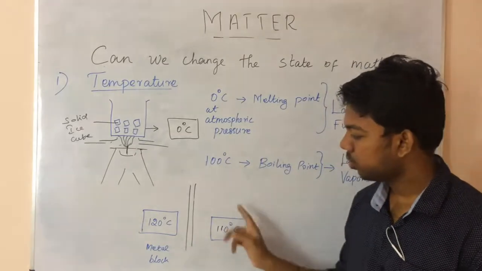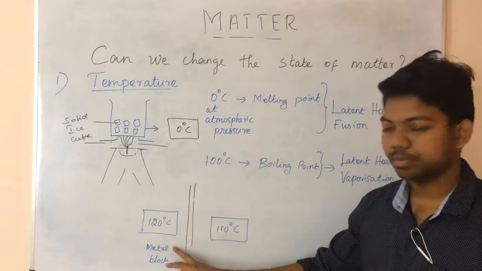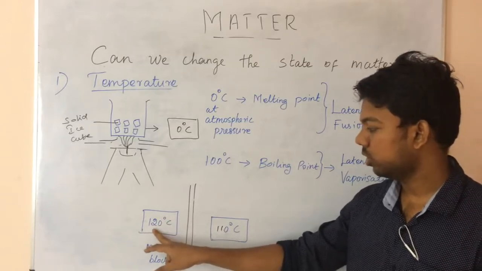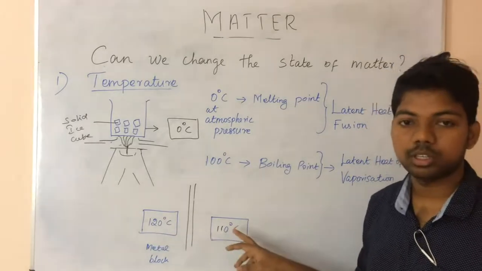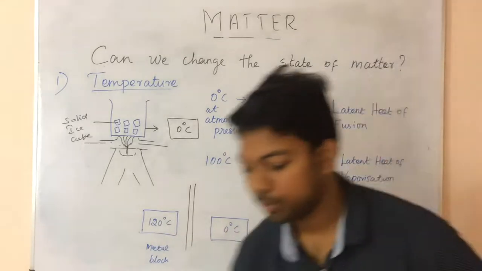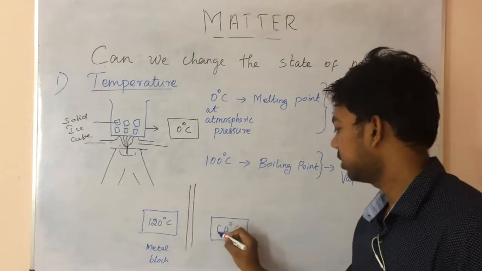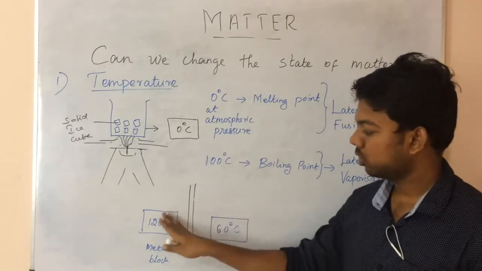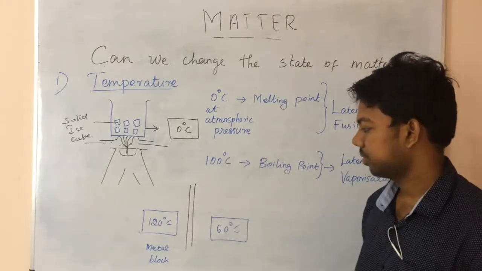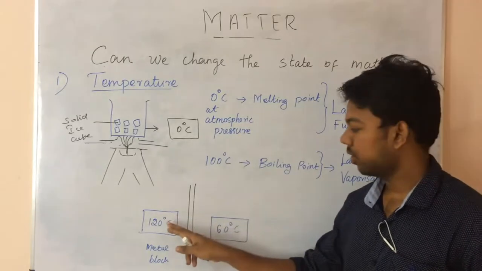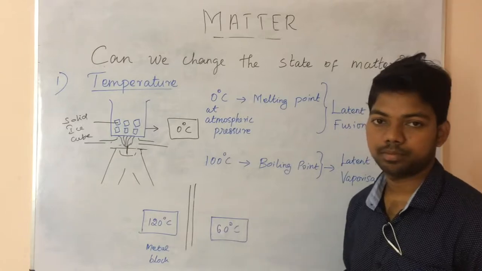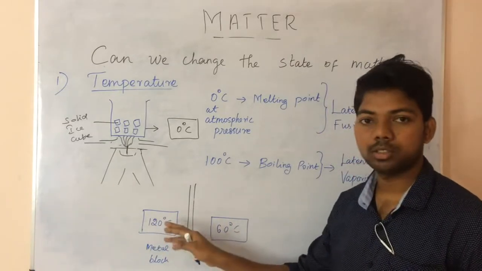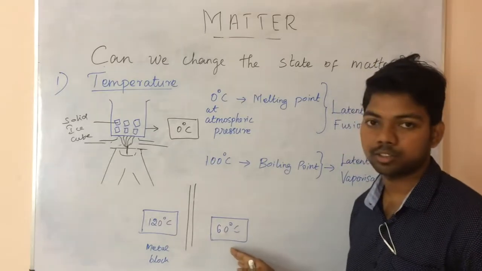Now I am going to take two metal blocks. I am maintaining the temperature of one metal block at 120 degrees Celsius and the other one, sorry, 110. I am going to maintain this one at 60 degrees Celsius. Now I am going to touch both the blocks by hand. Can you say which one is hotter? Easily we can say this 120 degree block is hotter than this 60 degrees Celsius block.